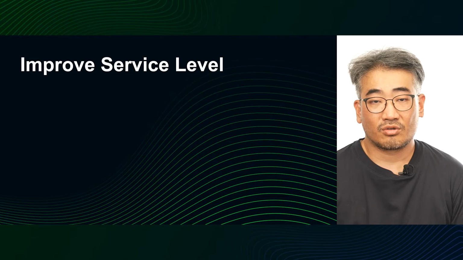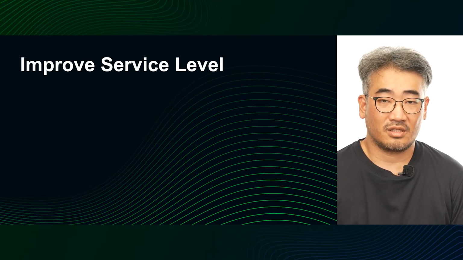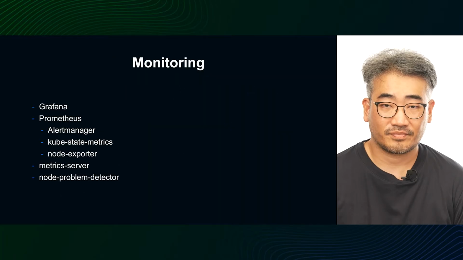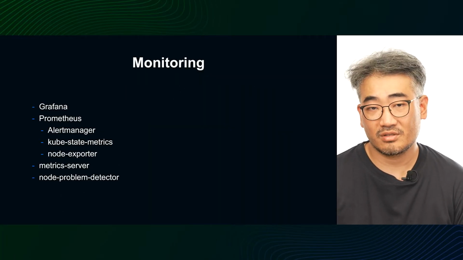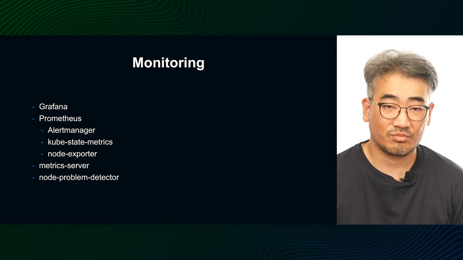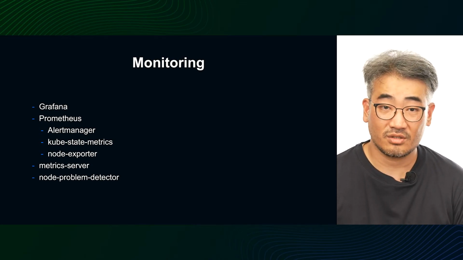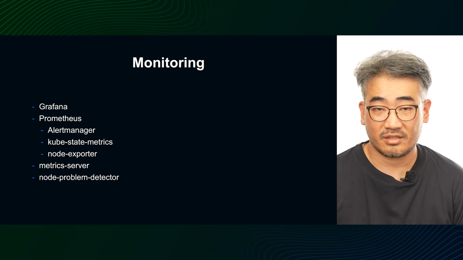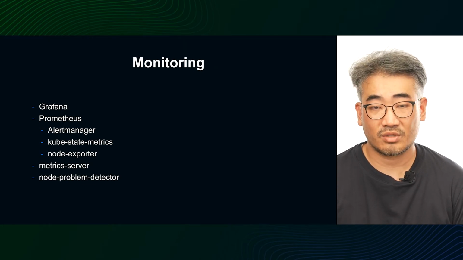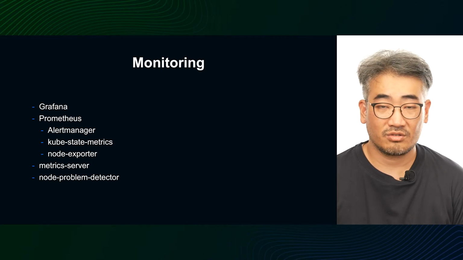So how did we try to improve the service level? First, monitoring. We use the basic monitoring tools, Grafana and Prometheus, and we do have Alert Manager, Kube State Metrics, Node Exporter, and we also have Metrics Server and Node Problem Detector.